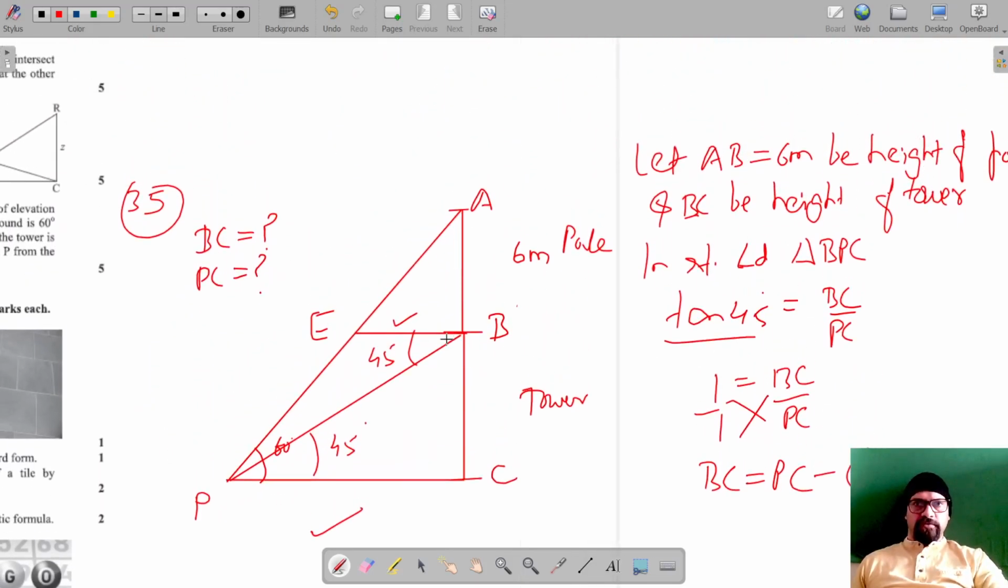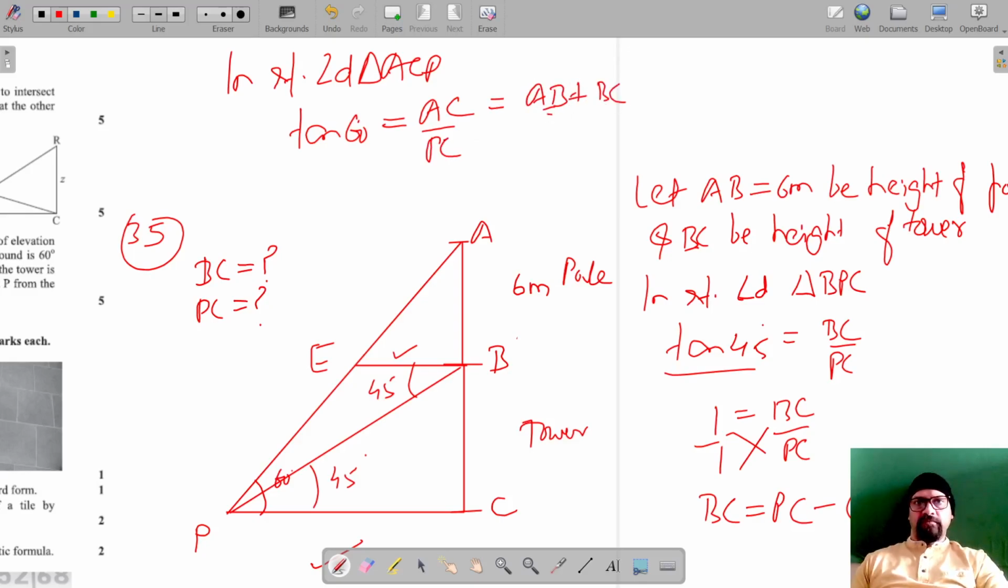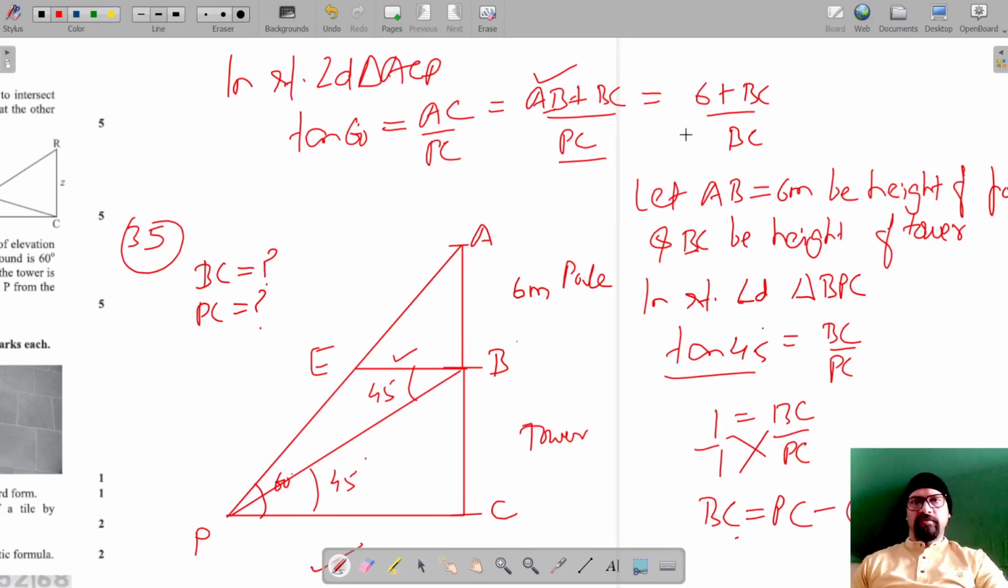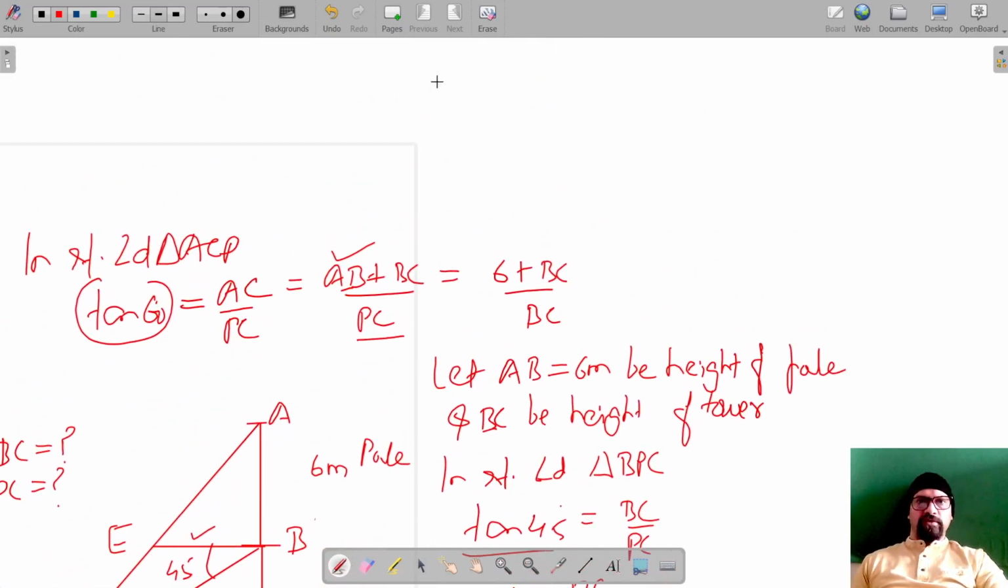Now we are going to consider another right angled triangle, which is ACP. In right angled triangle ACP, we use once again the tan ratio. Tan 60 is AC by PC, and AC can be split up into AB plus BC. AB is 6, and PC is equal to BC, so instead of PC, I can write BC. Now tan 60 is root 3, so root 3 is equal to (6 plus BC) upon BC. If we cross multiply, BC root 3 is equal to 6 plus BC.